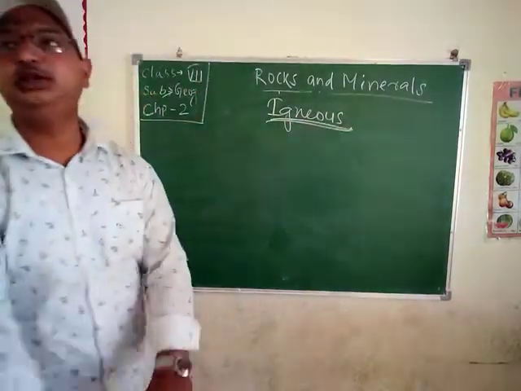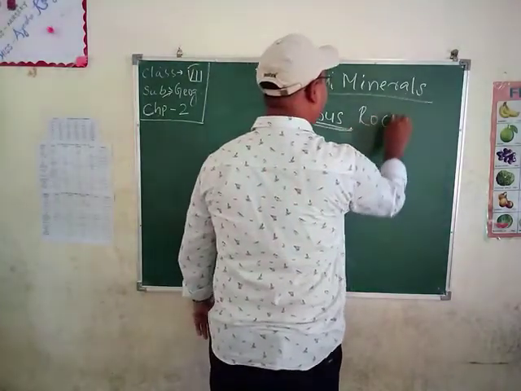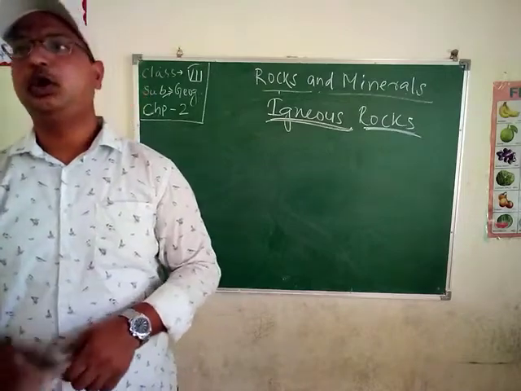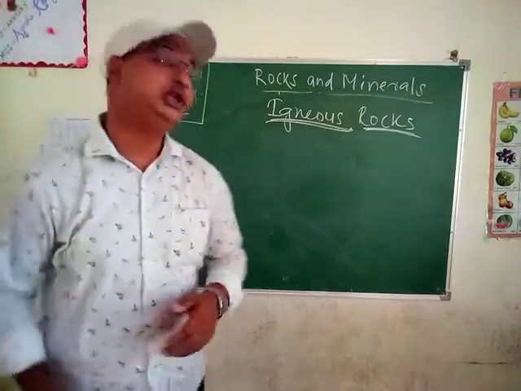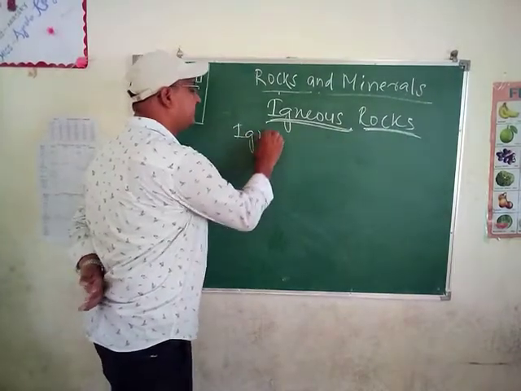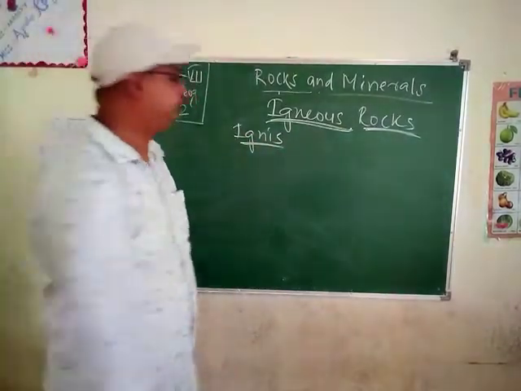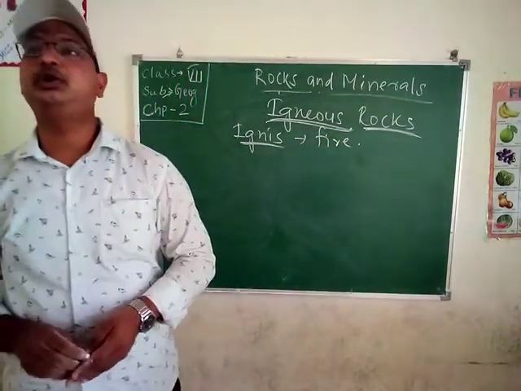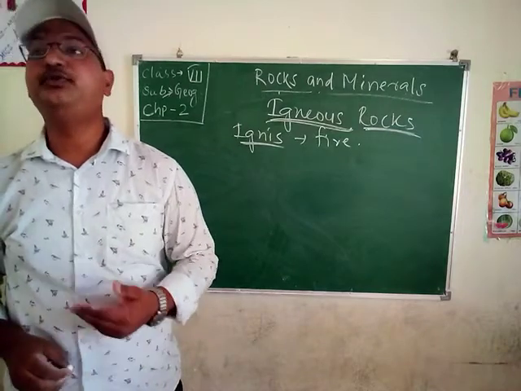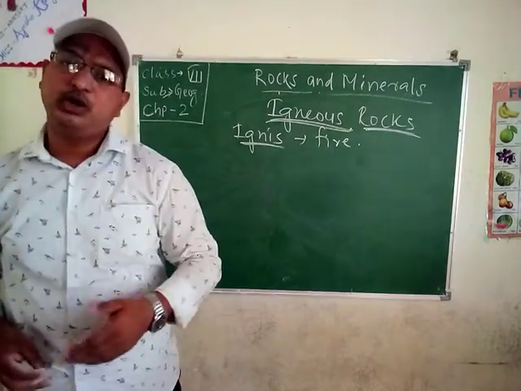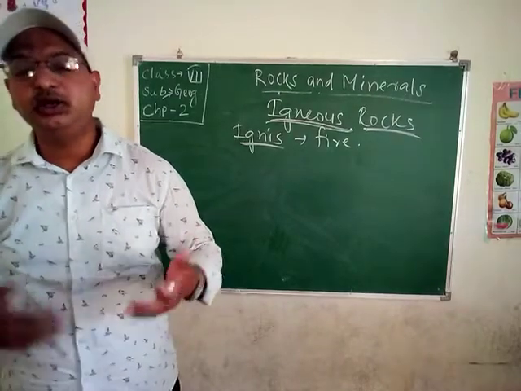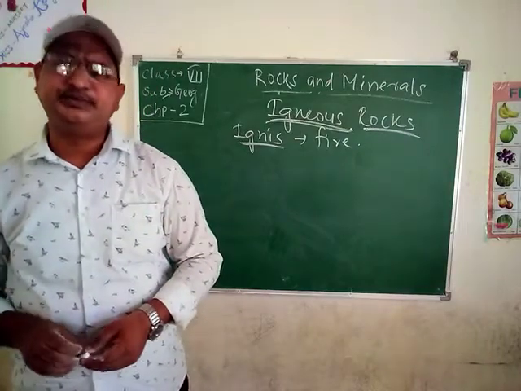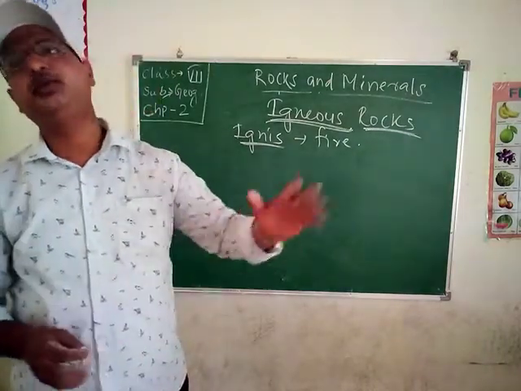The first category is the igneous rocks. So what are igneous rocks, friends? The word igneous is derived from the Latin word ignis. It means fire. Igneous rocks are formed from the cooling and solidification of the magma and lava coming out of the interior of the earth. Students, we know that magma comes out from the interior of the earth due to volcanic eruptions. After cooling off, they become igneous rocks.